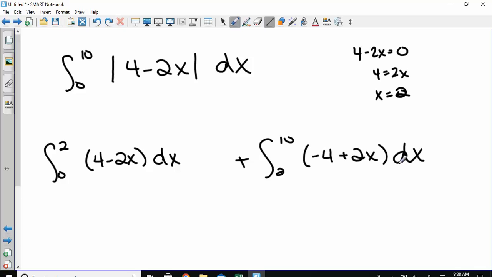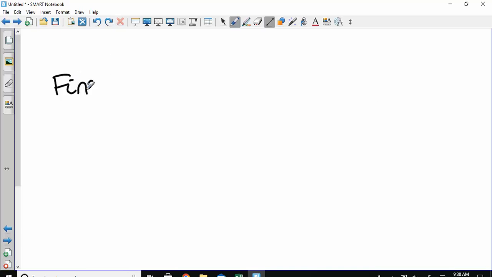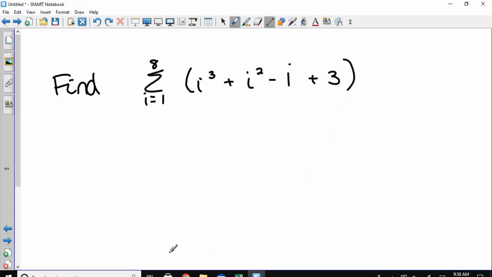Do you remember your summation rules for the i's and things, or do I need to do one? Yeah, because you go over it. Yeah. So, since you won't have a calculator on the final, you probably would just have to set it up, not actually work it out. So if I said find the sum from 1 to 8 of, let's just do i cubed plus i squared minus i plus 3.